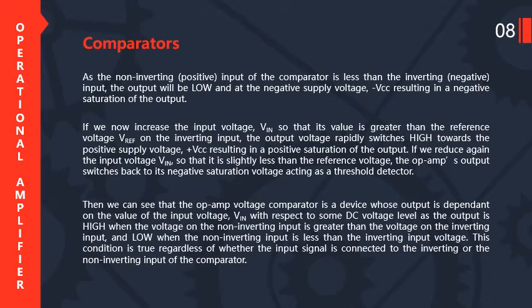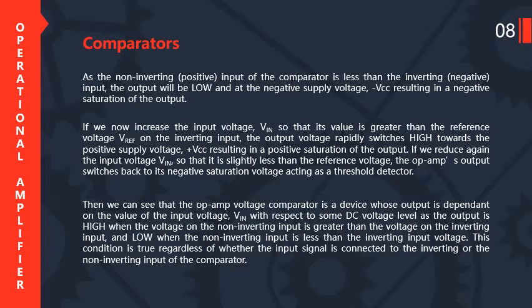saturation of the output. If we reduce again the input voltage Vin so that it is slightly less than the reference voltage, the operational amplifier's output switches back to the negative saturation voltage, acting as a threshold detector. Then we can see that the operational amplifier voltage comparator is a device whose output is dependent on the value of the input voltage with respect to some DC voltage level.